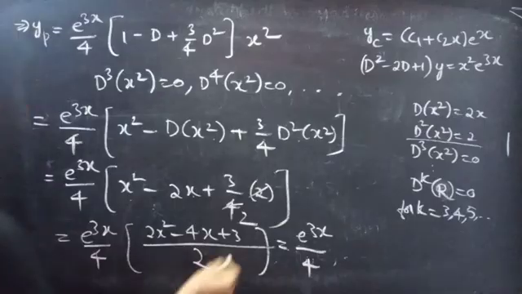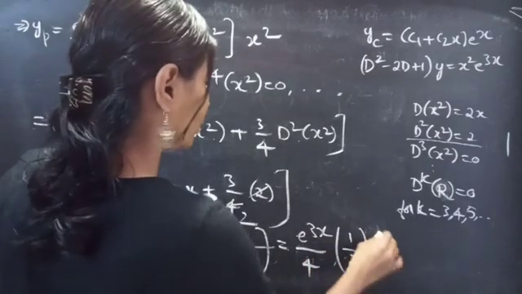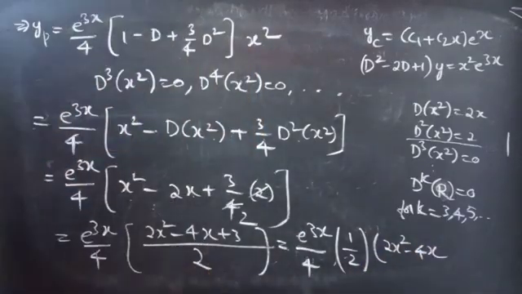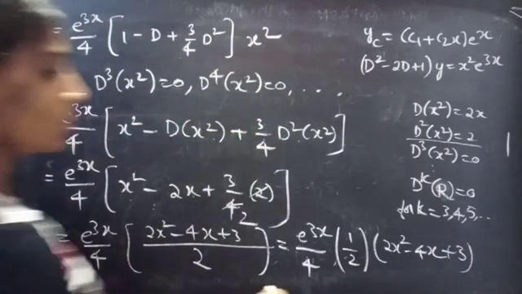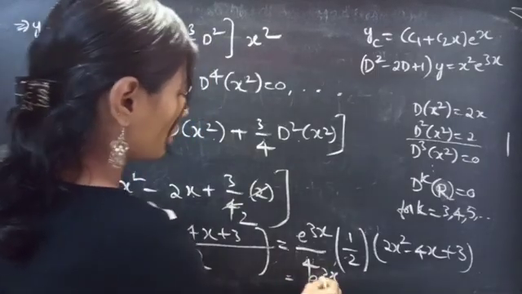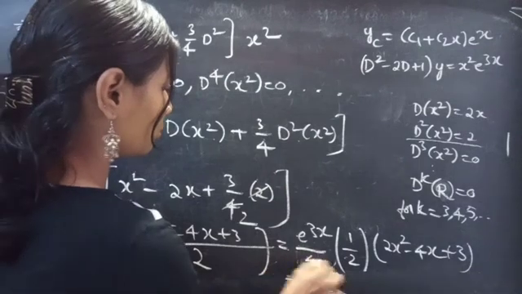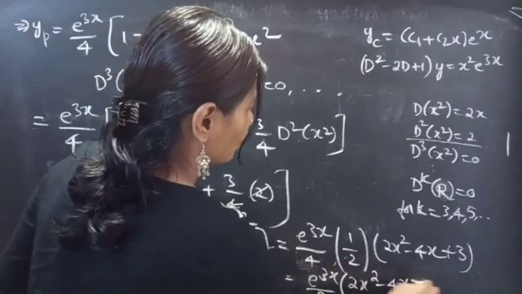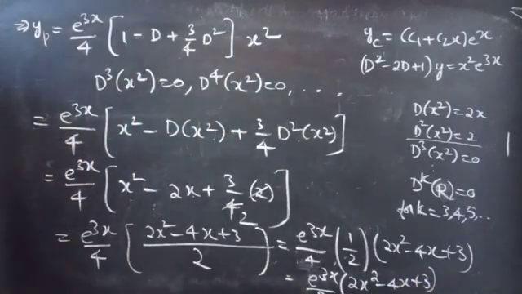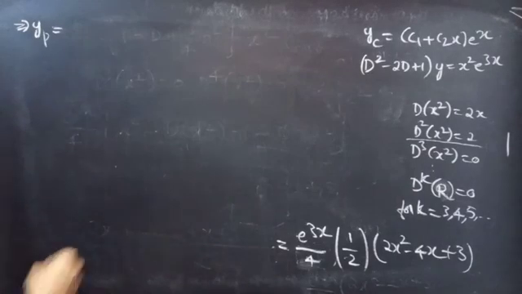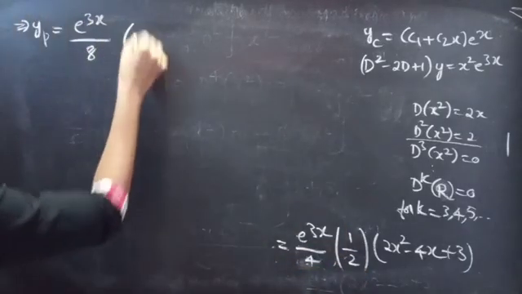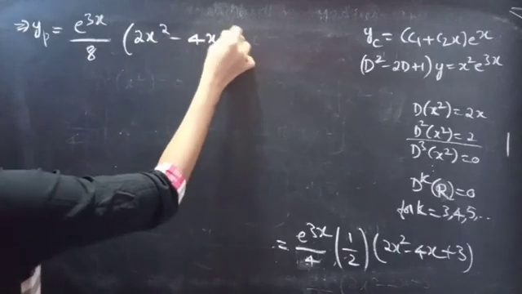Which is equal to e power 3x by 4 into, now we can split this fraction as 1 by 2 into numerator 2x square minus 4x plus 3, which is equal to e power 3x by 4, twos are 8, into 2x square minus 4x plus 3, which is our yp. yp equals e power 3x by 8 into 2x square minus 4x plus 3.